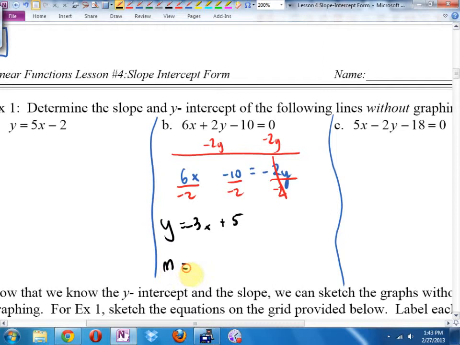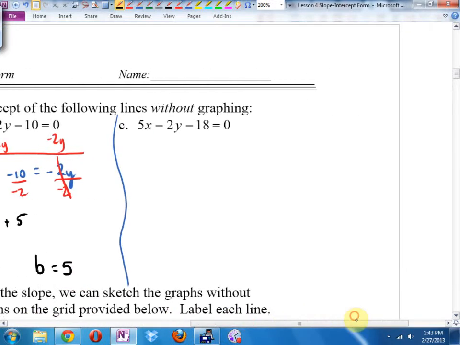What's the slope of this graph? Am I going to write the over 1? What's the y-intercept of this graph? 5. C. Try finding the slope and the y-intercept on your own. Get the y by itself. I'll do it up here if you get stuck.